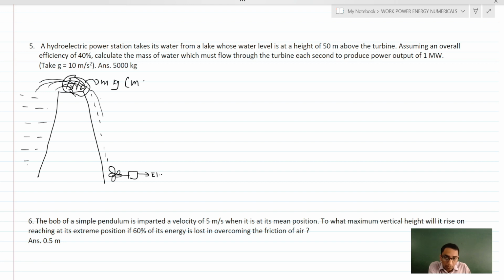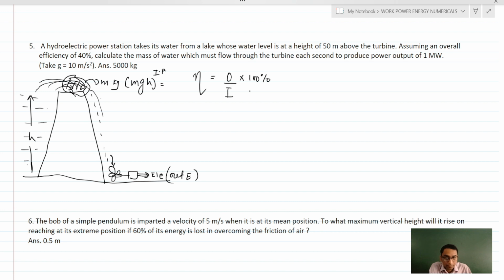So m kg of water has potential energy mgh because it is at some height above the ground, and this height above the ground is h. This is the ground, like this. So mgh is the energy which is carried by m kg of water. Now since this is falling on the generator, the generator is going to produce electrical energy, which is going to be the output energy, whereas this is the input energy, correct? Now efficiency is equal to output energy upon input energy times 100%, correct? So that is what is happening over here.